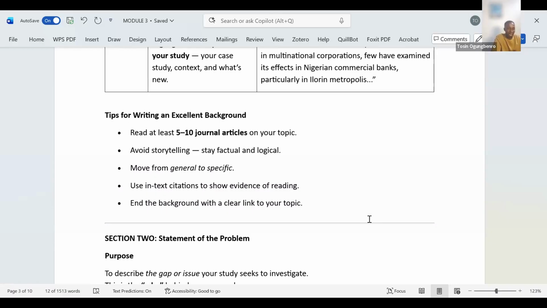Research is not about ideas, it's about finding out what is happening. Even if you disagree with what is happening, it's not about your disagreement or your agreement. It's about staying factual.